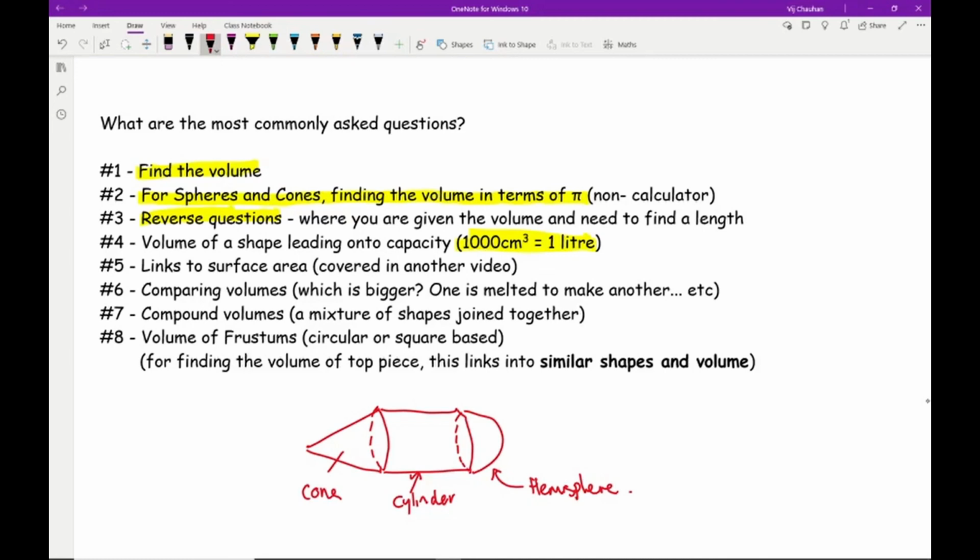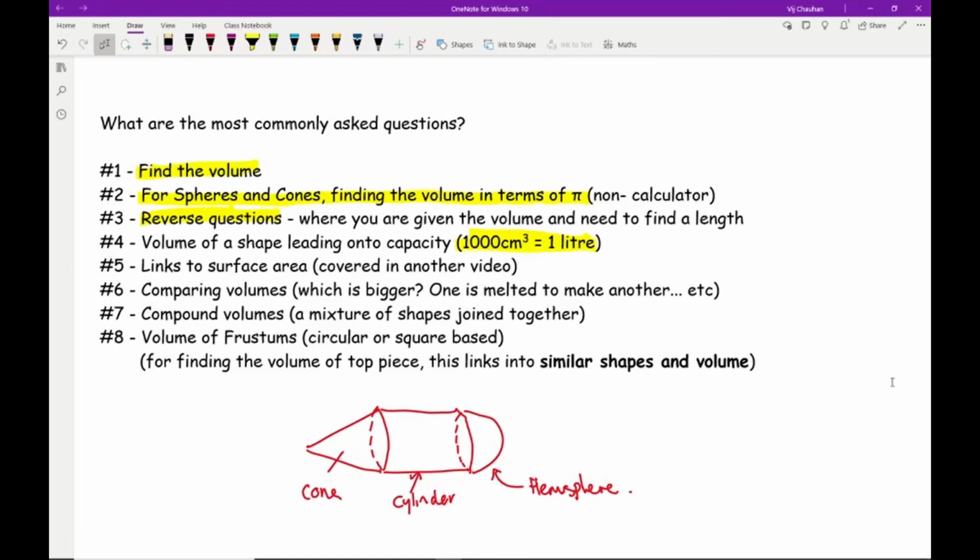There are also strong links when working with frustums with similar shapes and volume, which again I will cover in another video. Now, one thing I would strongly recommend that you do is make some general notes and make a poster. If you don't want to make your own poster, there are several you can find on Google. Just Google image volumes of 3D shapes, and there are so many different posters you can have. But I definitely would have one close by, particularly when you're revising or when you're dealing with these topics.